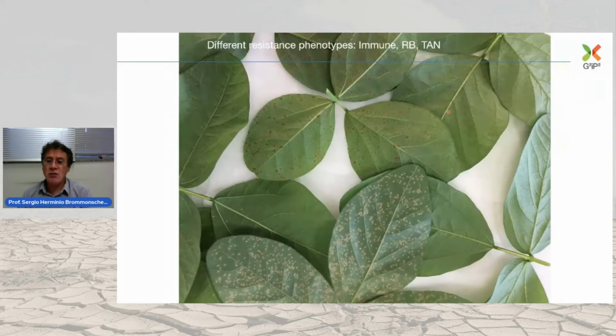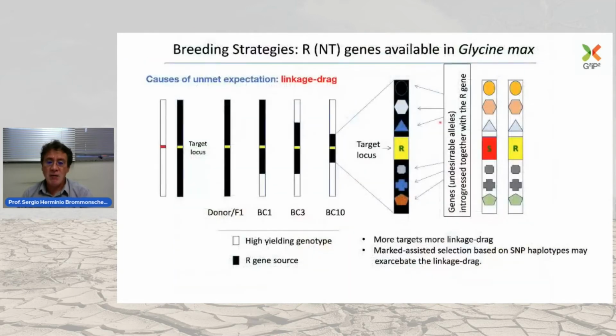Just to give an overview of the phenotypes, this is the susceptible phenotype that is called tan, because of this type of color. You have the immune phenotype, when the inoculated plants do not show any symptoms, and you have this RB, reddish brown phenotype, in which the inoculated plants show these lesions here at the penetration point. It's like a hypersensitive response. In some genotypes, you can see some sporulation, and in some we don't see sporulation. Those are the main phenotypes.